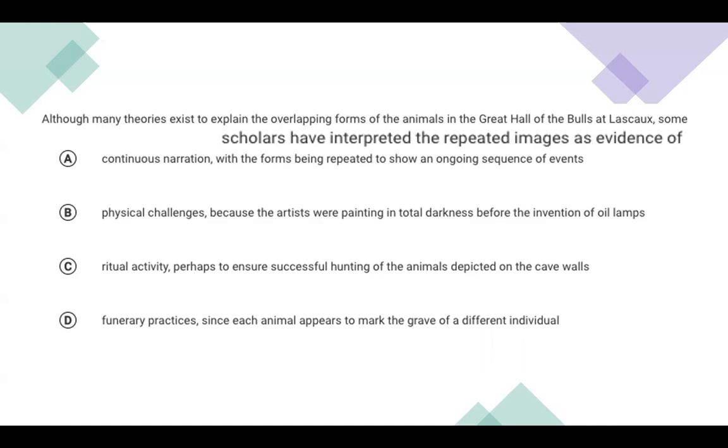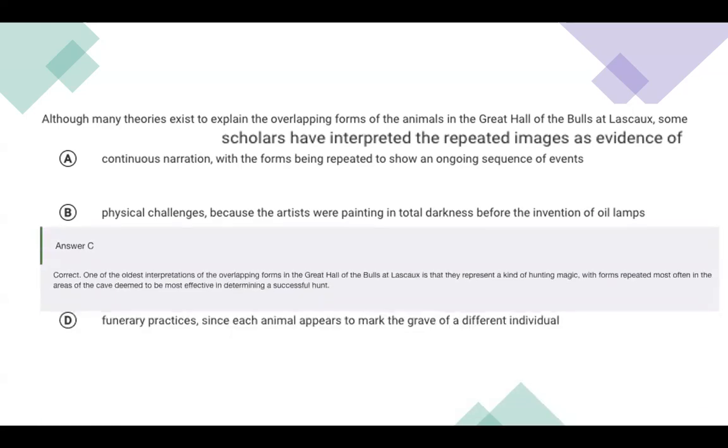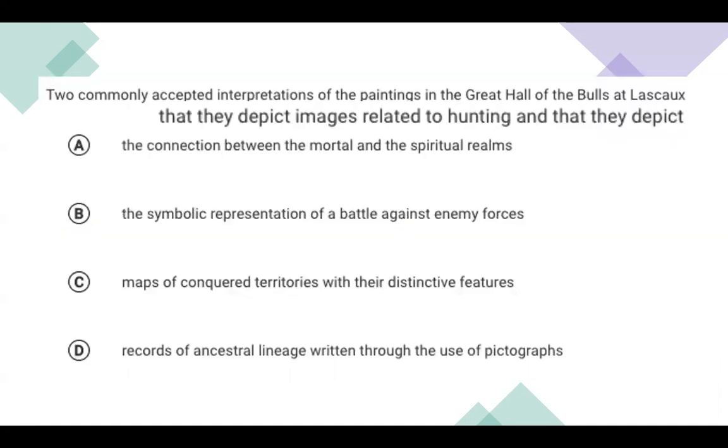So take an educated guess here. Which one do you think it is? And the answer is C. So I would add that to your notes. One of the oldest interpretations of the overlapping forms is that they represent a kind of hunting magic with forms repeated most often in the areas of the cave, deemed to be most effective in determining a successful hunt.